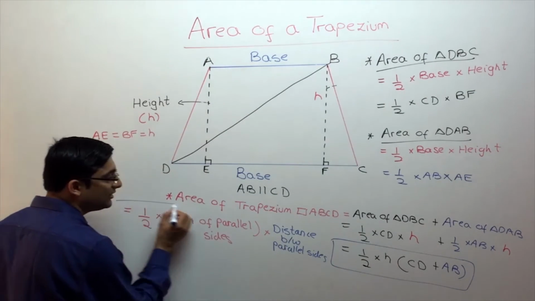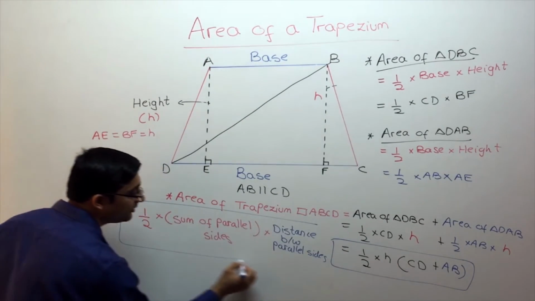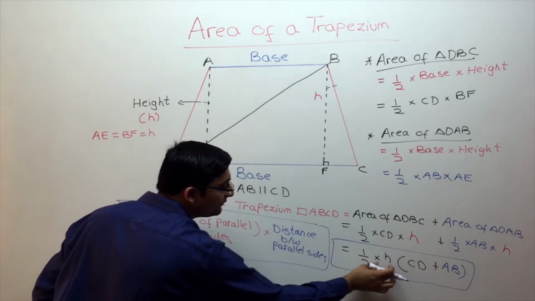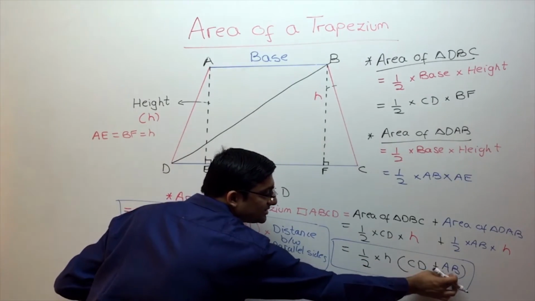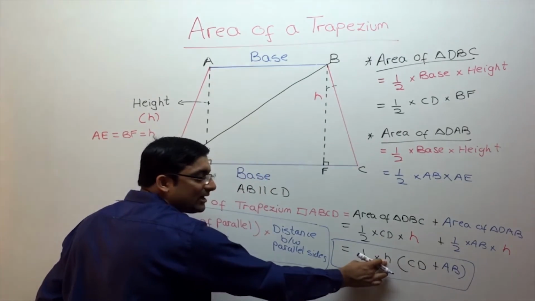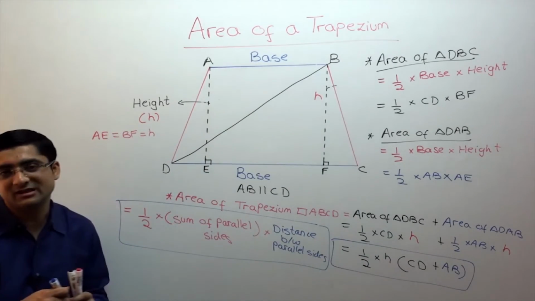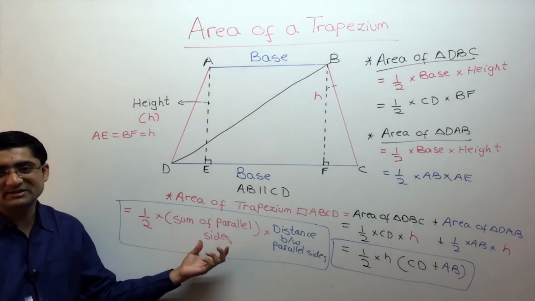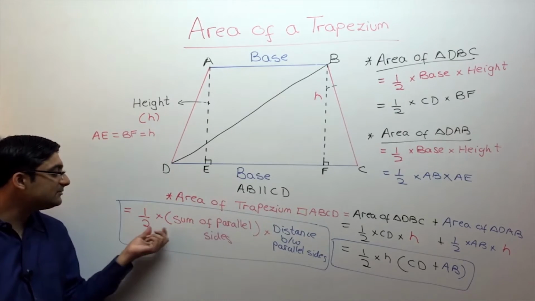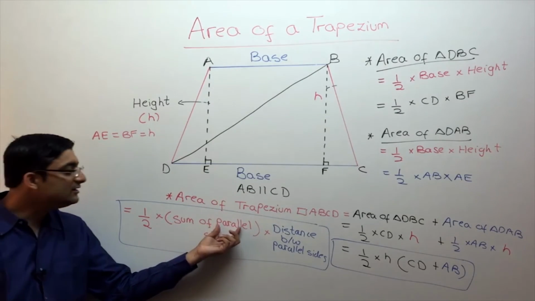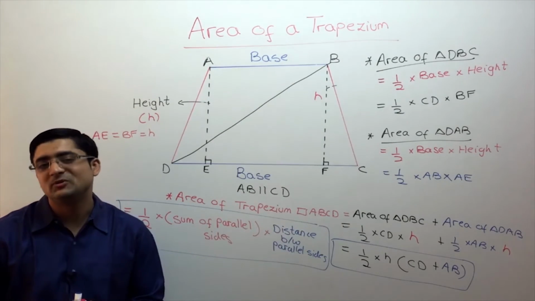So this over here is the formula for area of a trapezium. That is half into CD plus AB, sum of the parallel sides, multiplied by height, that is distance between the parallel sides. So this is the area of a trapezium. I repeat, what is area of a trapezium? Half into sum of parallel sides into the distance between the parallel sides.